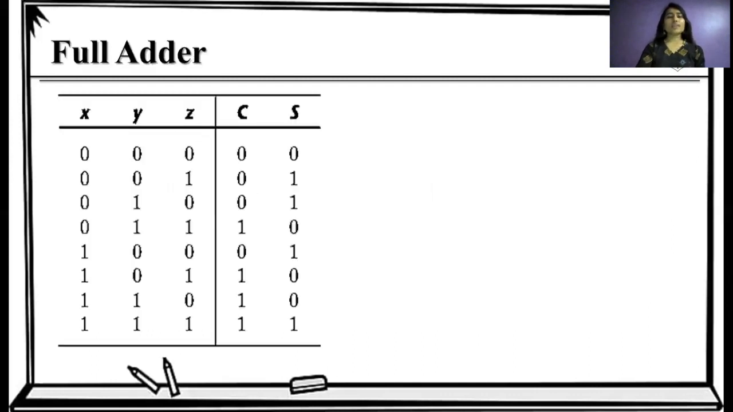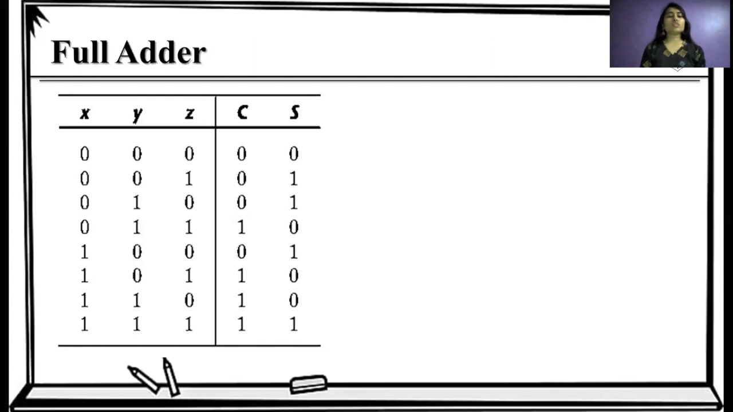So let's discuss how we can implement full adder. So here we have a truth table. We have three inputs x, y, z. This x and y are significant bits, and this z is a previous carry. So for three inputs, we have 8 possible outputs.